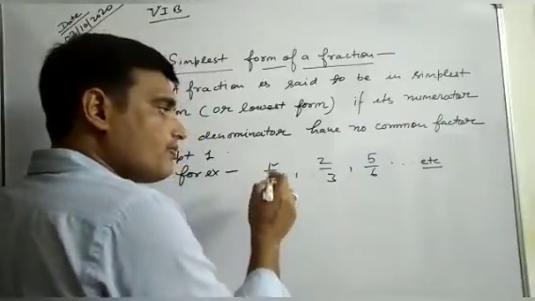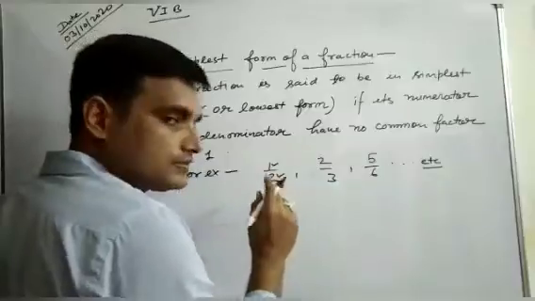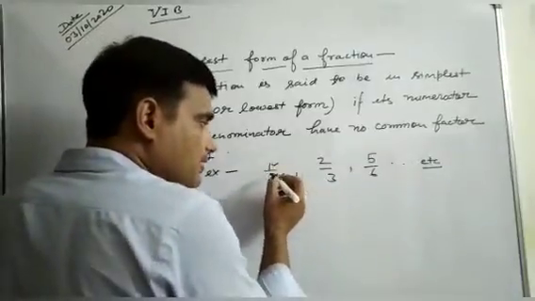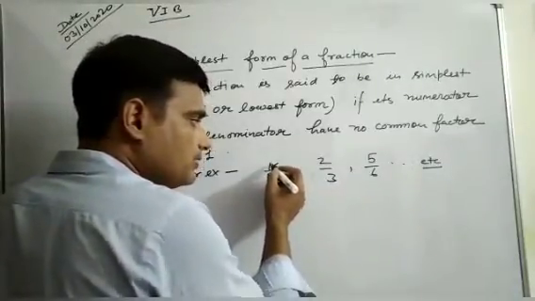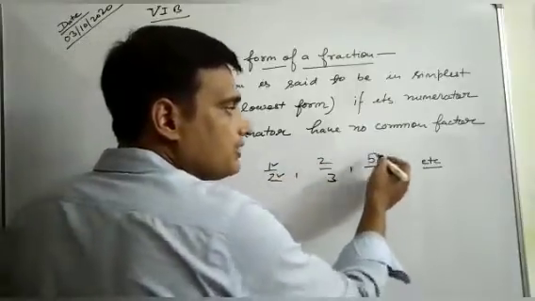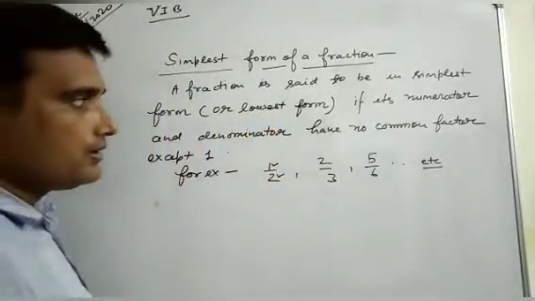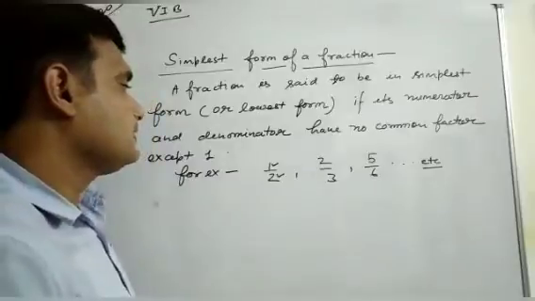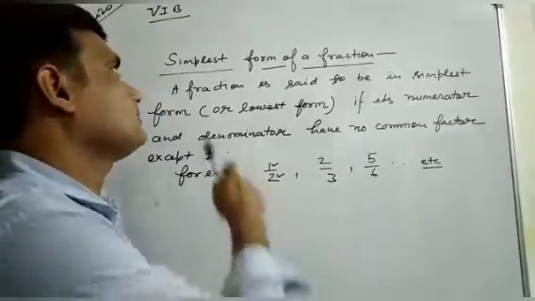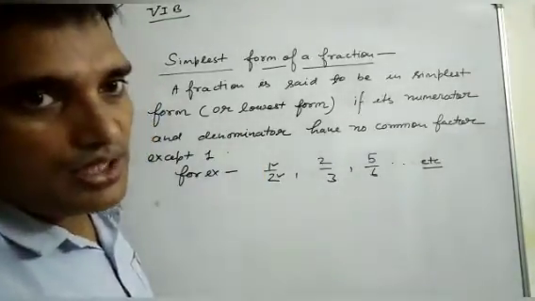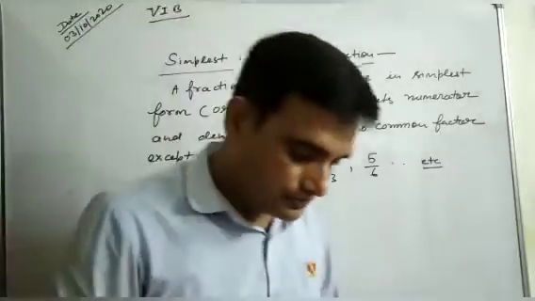Understand? If we take the common factor of 1 and 2, we get 1. 2 and 3, we get 1. 5 and 6, we get 1. Therefore, these fractions are examples of the simplest form of a fraction.